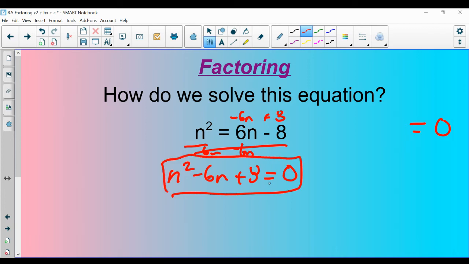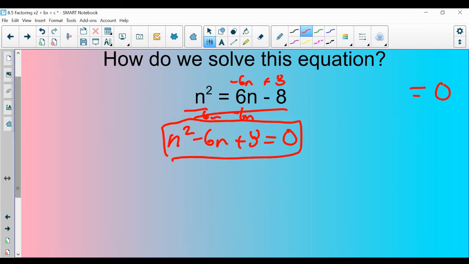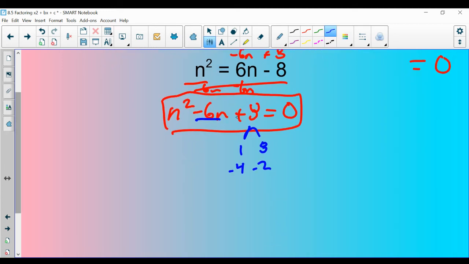Now, I haven't solved this equation. However, I can solve it if I factor it first. I can say, hey, what multiplies to positive 8? Well, 1 and 8 and 4 and 2 could. Which of these pairs could potentially get me to negative 6, and how? 1 and 8 will never add or subtract to negative 6, but if both 4 and 2 are negative, now they add to negative 6 and multiply to positive 8. So this would factor as n minus 4 and n minus 2, and that's equal to 0.